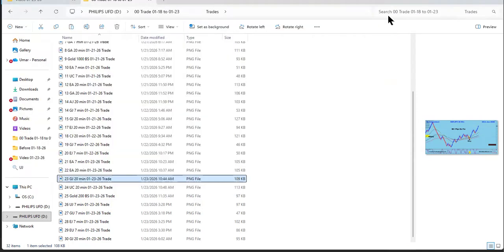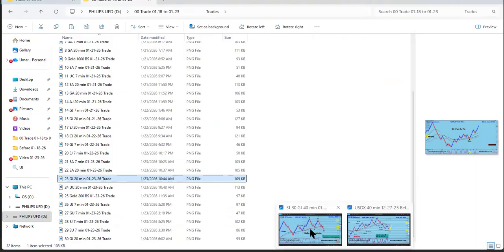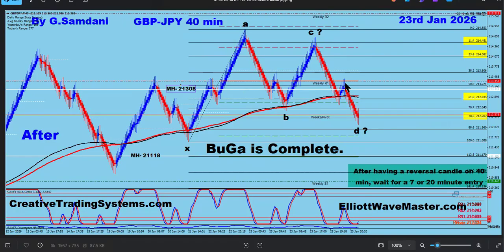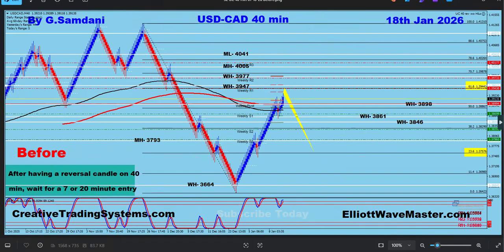Oh, it's on the other computer. I have not added here. But yeah, for 75 pip, it was coming down. I'll show you later. There was a trade coming down here for 75 pip, right from here to here. So that is not added here, but I will later on show you, I'll post on the website. So now the next plan was USD CAD on 18th January.